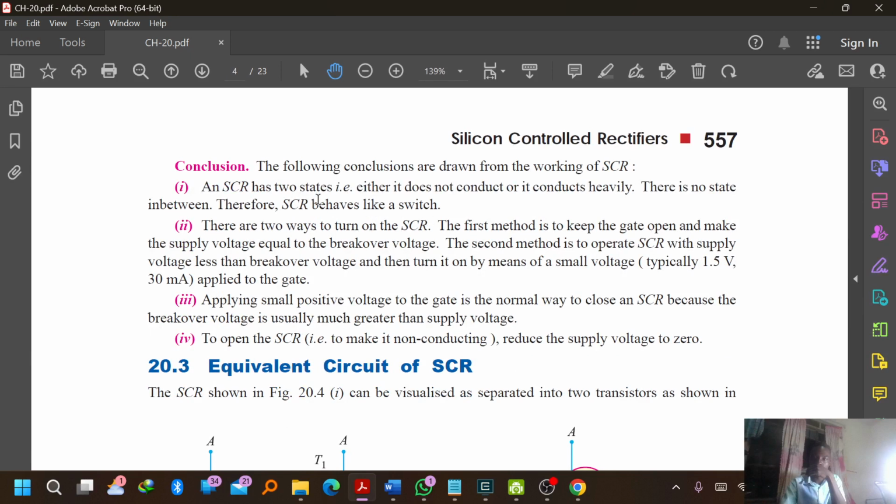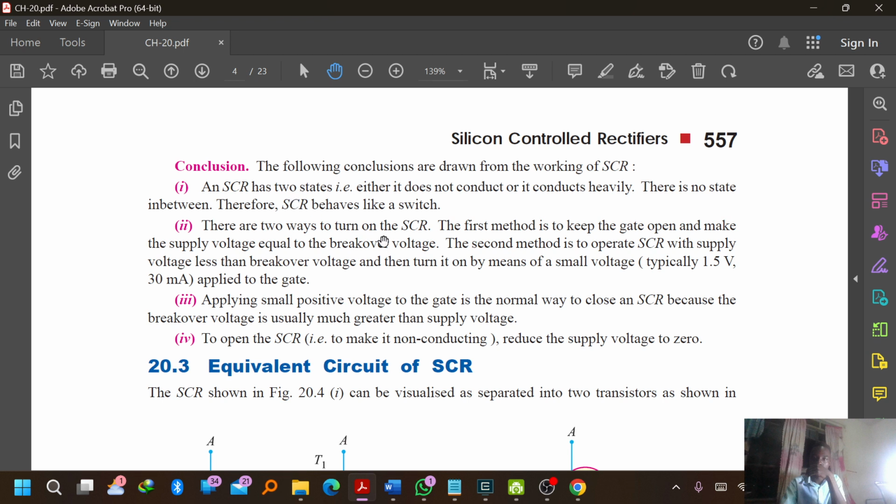For example, here the conclusion part, they're saying the following conclusions are drawn. An SCR has only two states, so these are essential. An SCR has only two states. That is, it is either off or on. That means it either does not conduct or it is conducting heavily.